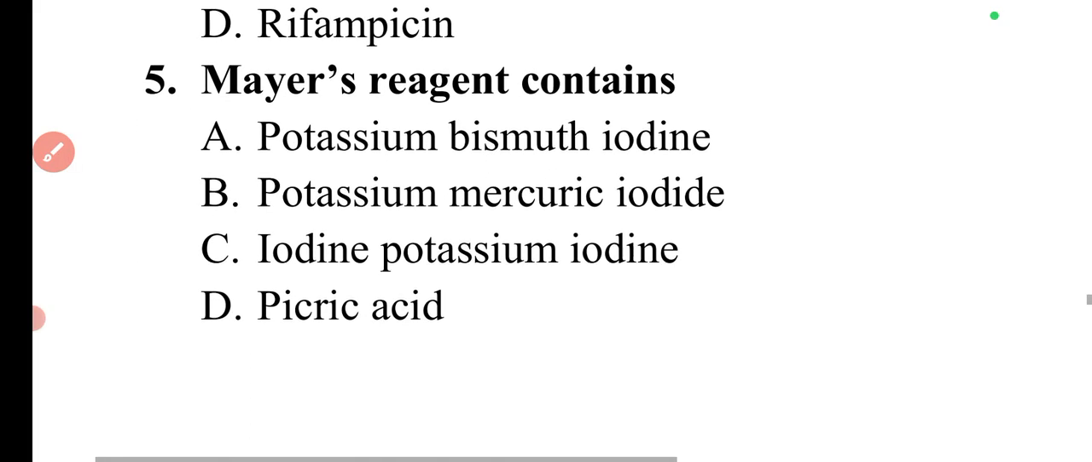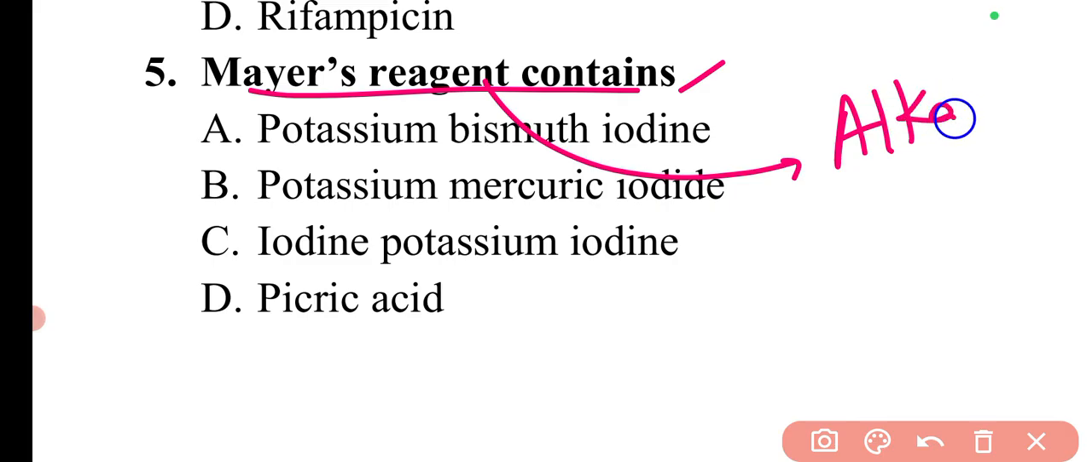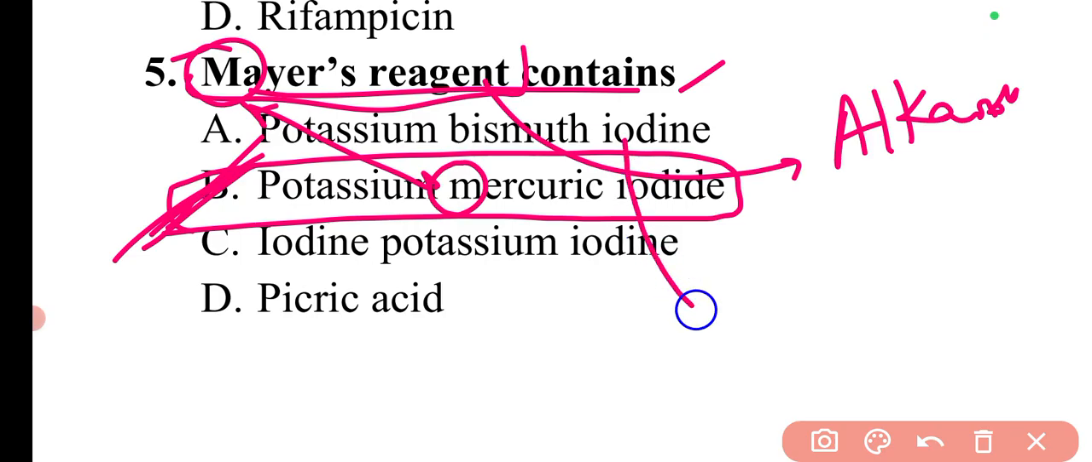Then next question is Mayer's reagent contains. So the Mayer's reagent is a test for alkaloids. The composition of Mayer's reagent is potassium mercuric iodide. M for Mayer's, M for mercuric. With this M you can remember the composition. Then there is potassium bismuth.